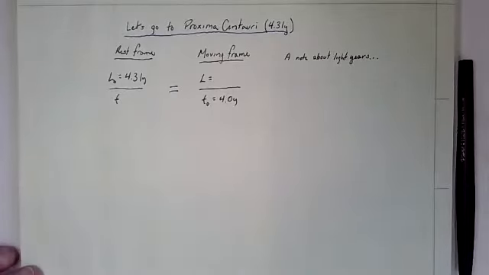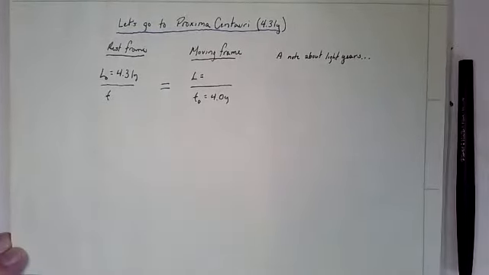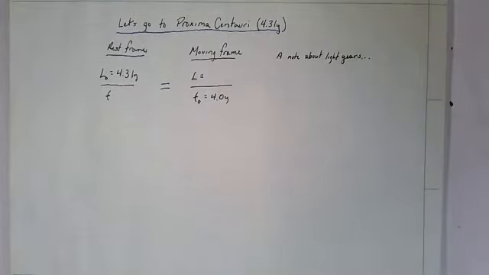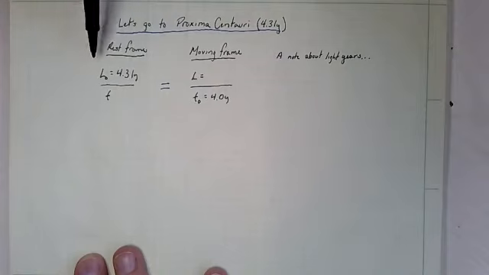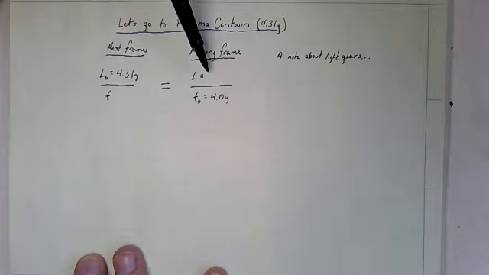This video is in response to a specific question about a problem dealing with special relativity. The prompt is, we're going to go to Proxima Centauri, which is 4.3 light years away. So Ly for light years. And we're given, of course, the distance, L0. L0 means uncontracted. And then in the moving frame, this would be the contracted distance.